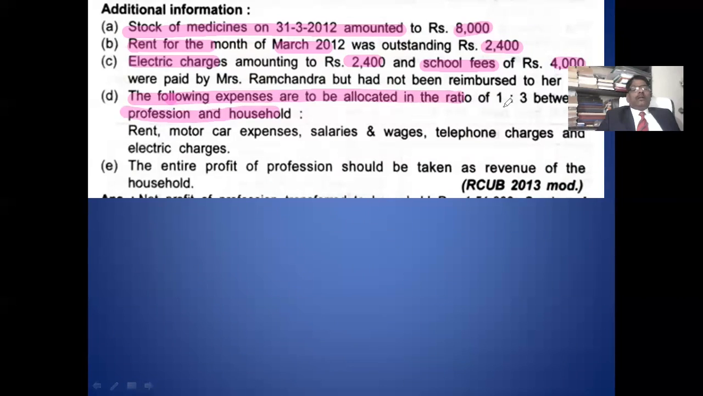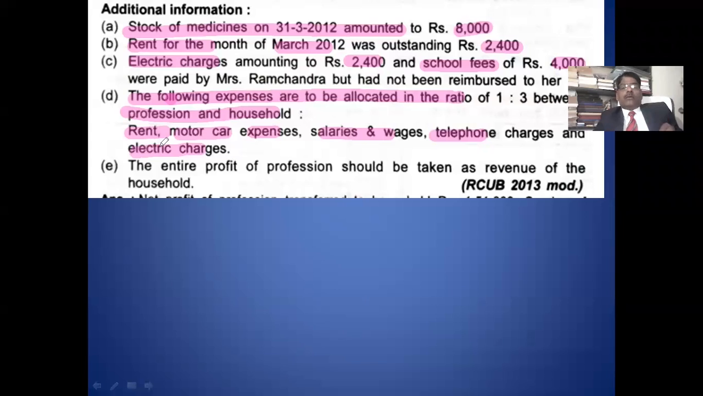That means 1/4 in the P&L account, 3/4 in the household. What are those expenses? First, rent. Out of total rent, out of motor car expense, then salary and wages, telephone charges, and electricity charges. How many items? Rent 1, motor car 2, salary 3, telephone 4, electric charges 5. 5 items you have to allocate.